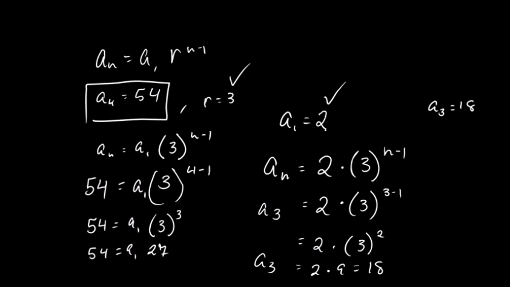And just like with arithmetic sequences, you would be able to use this as a point as well. Point 3 comma 18, this would be 1 comma 2, and you have 4 comma 54 given to you. Those would be 3 points that you could plot. This shouldn't be a straight line like arithmetic. It should probably have a little bit of a curve to it.